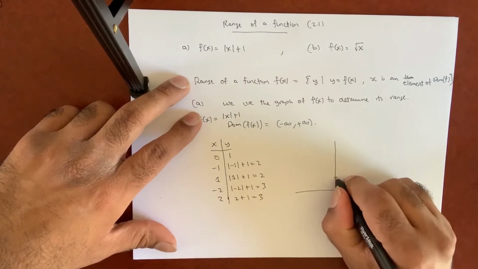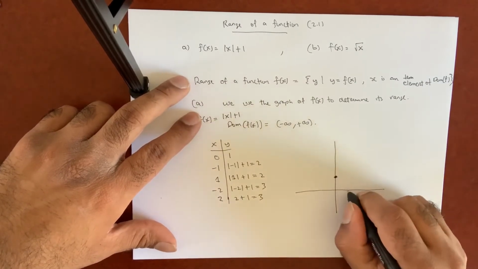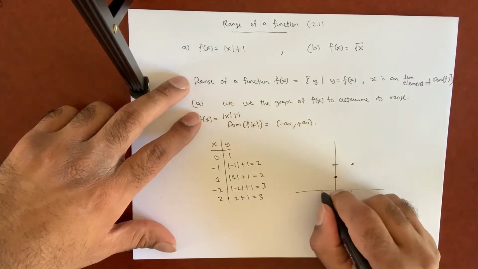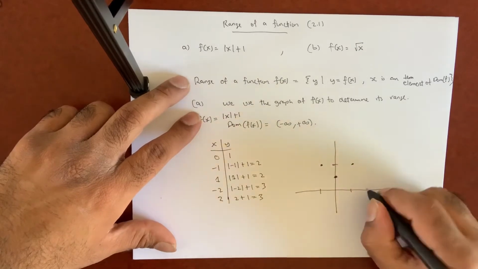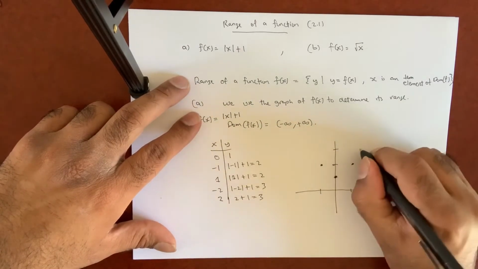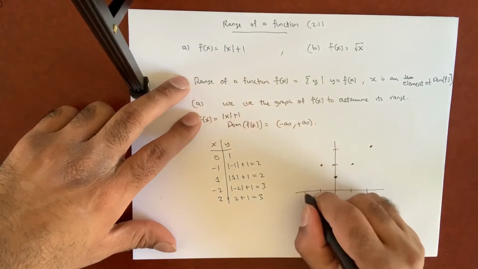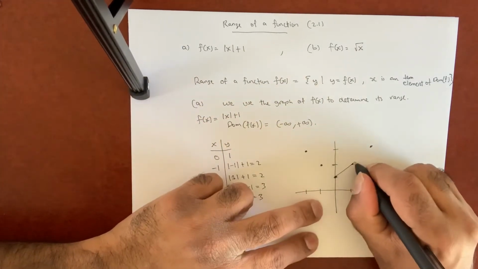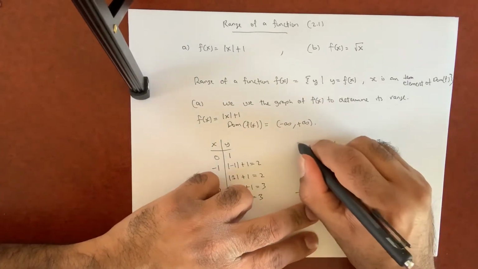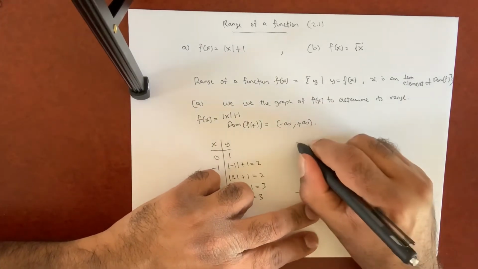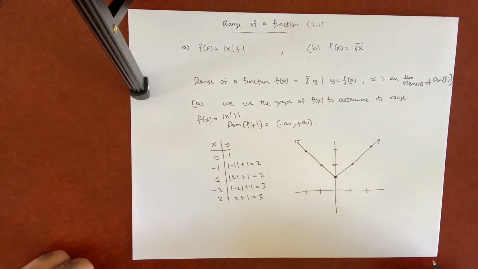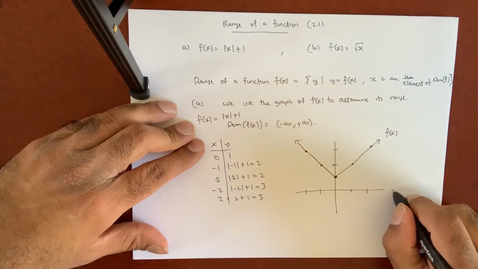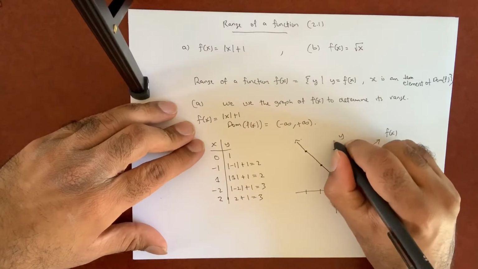So 0, 1, and then 1, 2, negative 1, 2, 2, 3, negative 2, 3. So we get this. It's the same V shape as just the absolute value of x, except it's bumped up by 1 unit. Okay, so this is the graph of f of x. This is the x-axis, this is the y-axis.